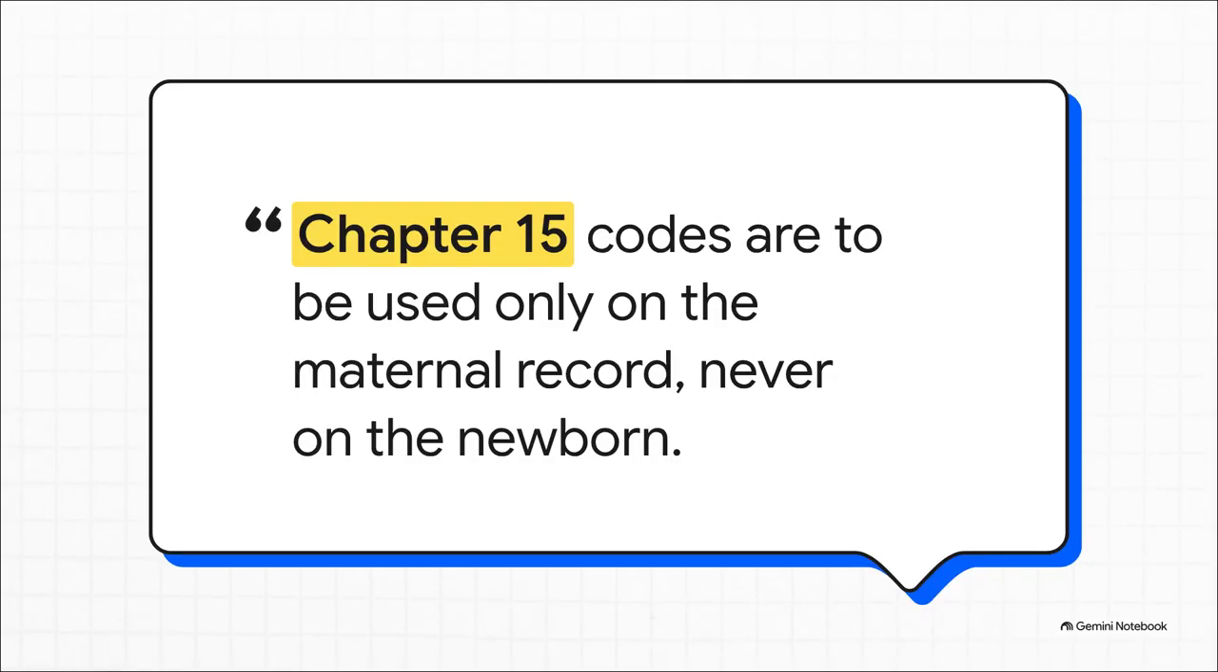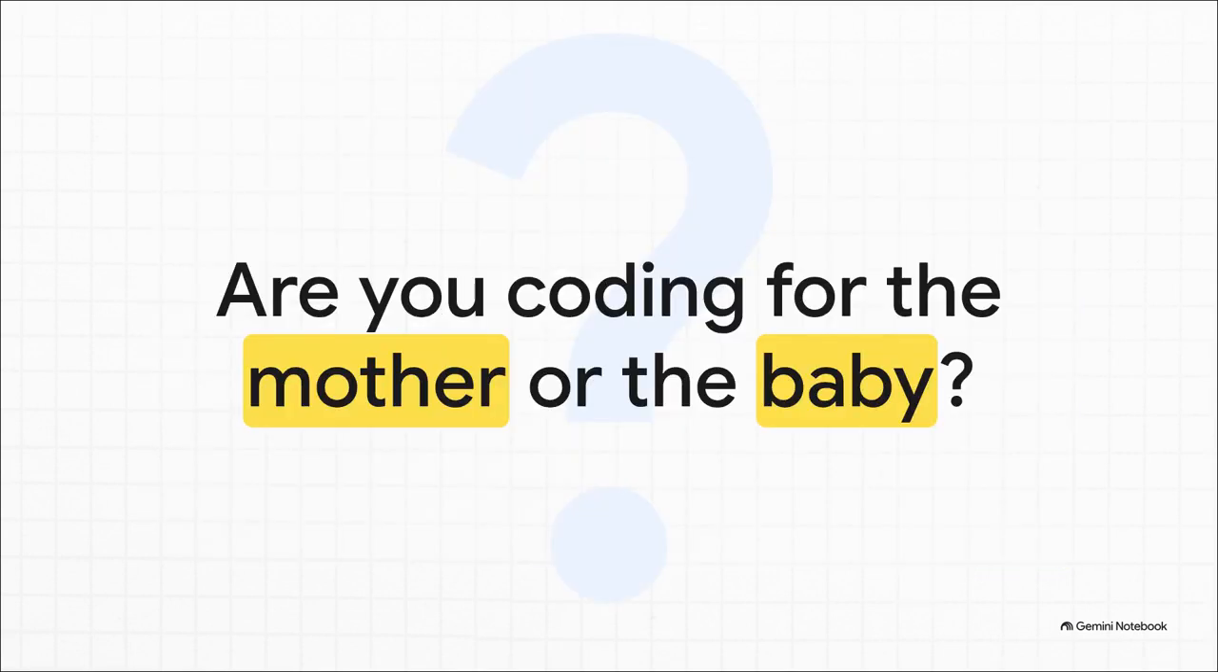As this rule states, Chapter 15 codes are to be used only on the maternal record, never on the record of the newborn. Keeping O codes and maternal outcomes completely off the infant's medical record is just the absolute bedrock of obstetric compliance. So before you submit your next delivery claim, you've got to pause and ask yourself the ultimate compliance question. Am I coding for the mother or am I coding for the baby? Mixing those up could literally cost your practice everything.